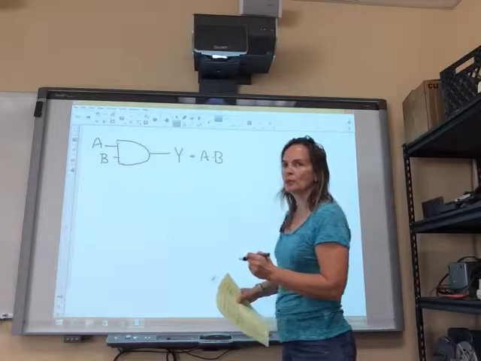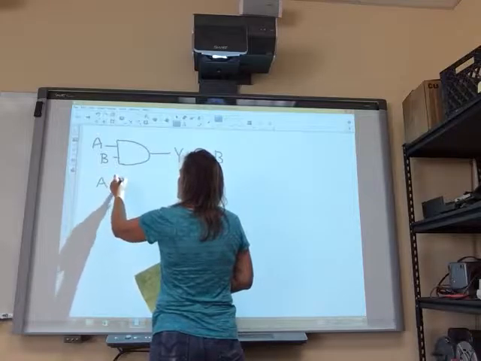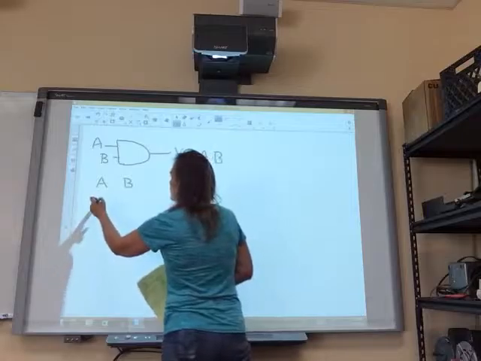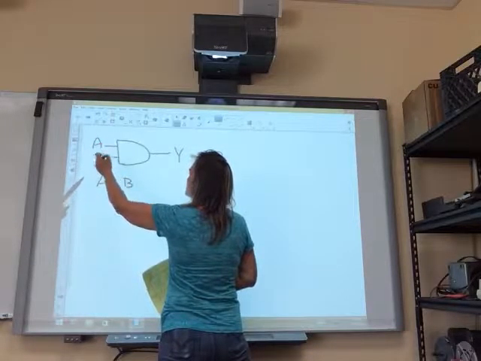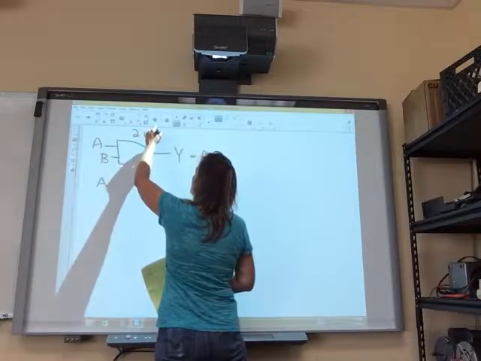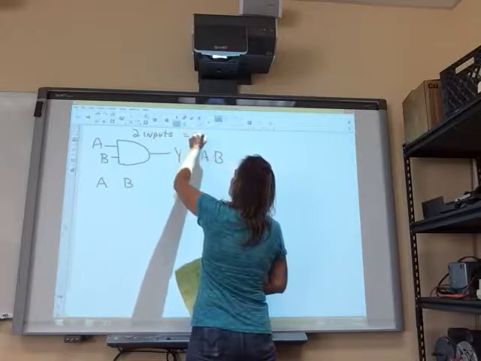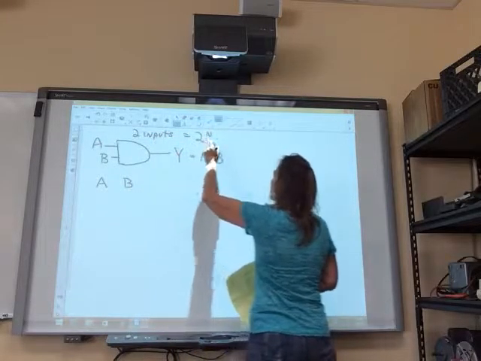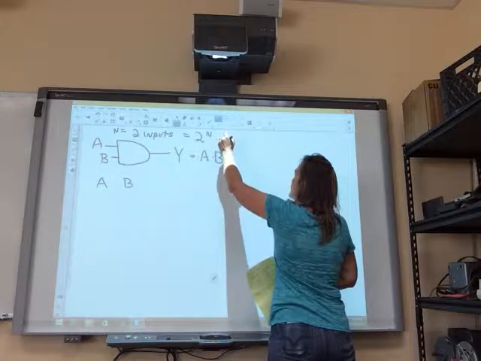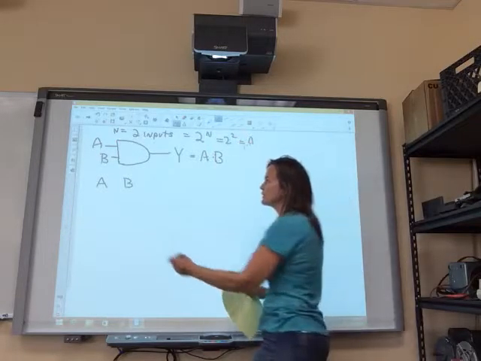And let's draw the truth table to show that. If we draw a truth table, every combination of A and B, we have two inputs, so we have a possibility of 2 to the n outputs, and n equals 2 inputs. So we have 2 to the 2. We have four possibilities of outputs.